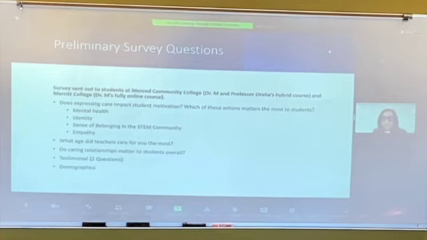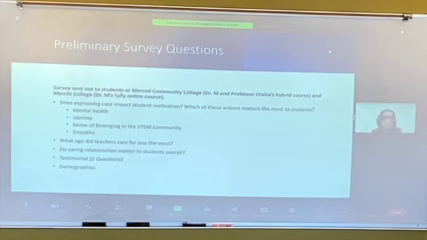So again, this is kind of more emphasized in caring relationships. So I put, does expressing care impact student motivation, and which of these actions matter the most to students? So the 4 actions, I had 4 different categories: mental health, identity, sense of belonging in the STEM community, and empathy, and these all tie with equitable practices.